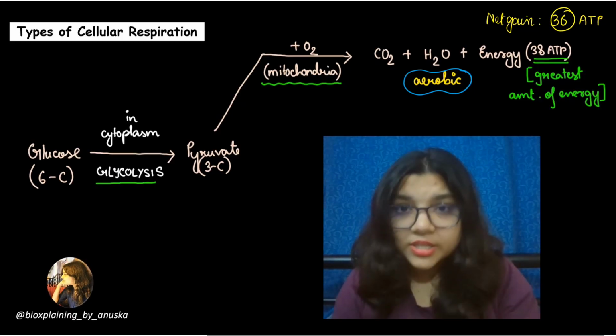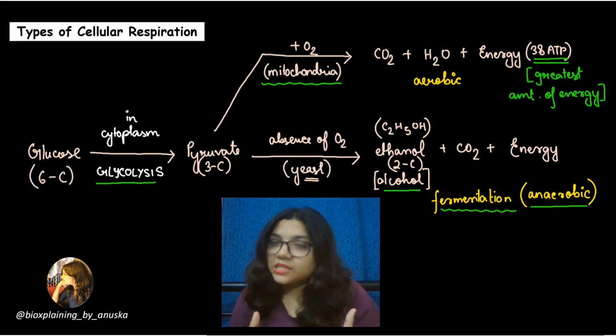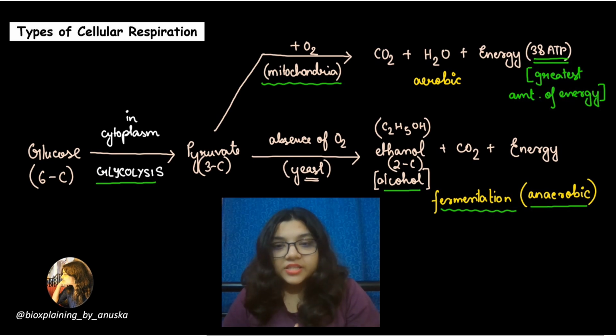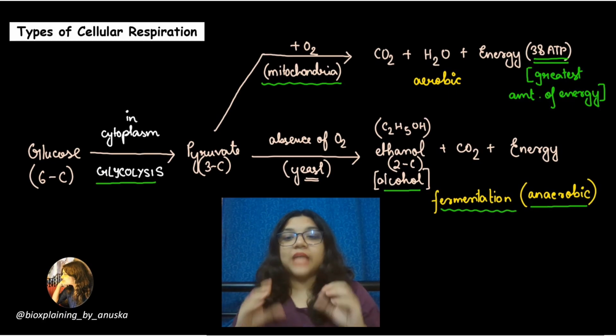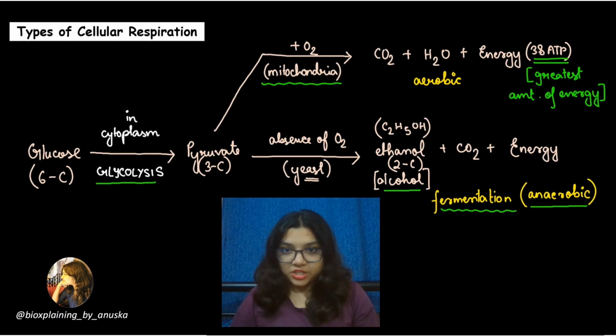What is the other type? Here, in the absence of oxygen, this mainly occurs in case of yeast, also in case of plants. In case of yeast, the products are ethanol, C2H5OH, just alcohol, carbon dioxide and energy. So this is anaerobic respiration and the process is known as alcoholic fermentation.